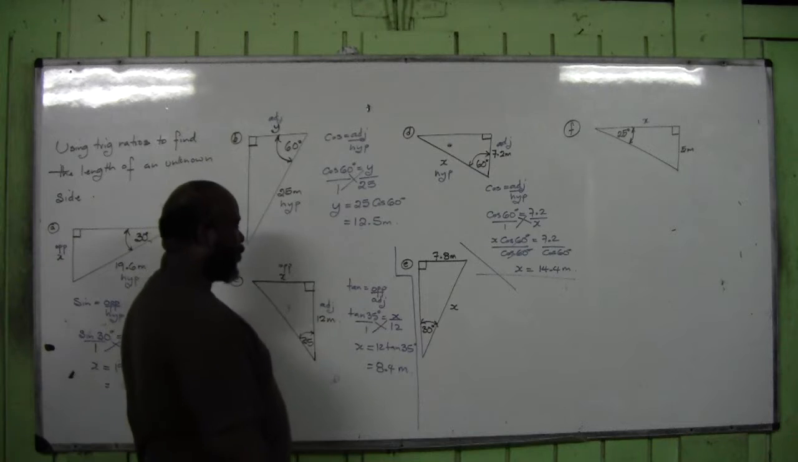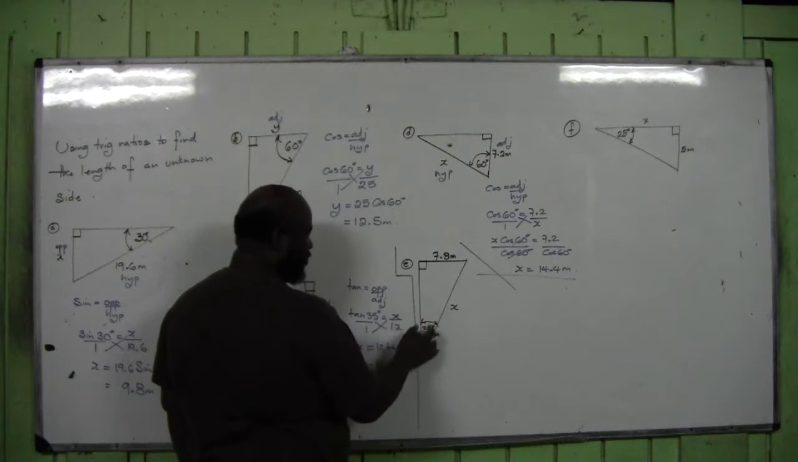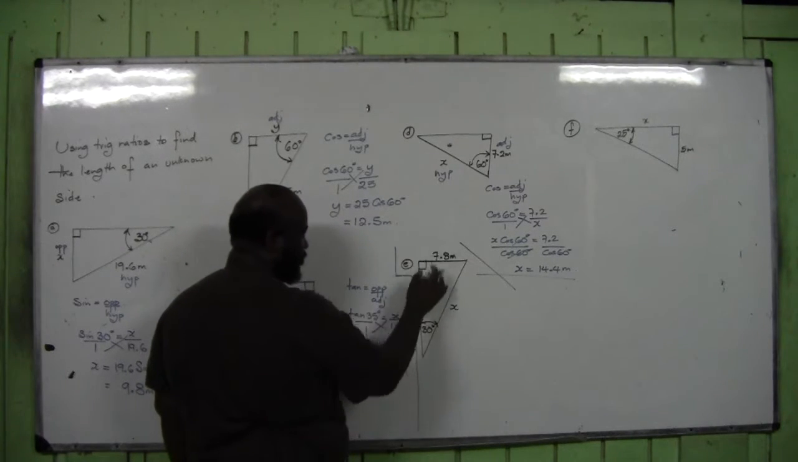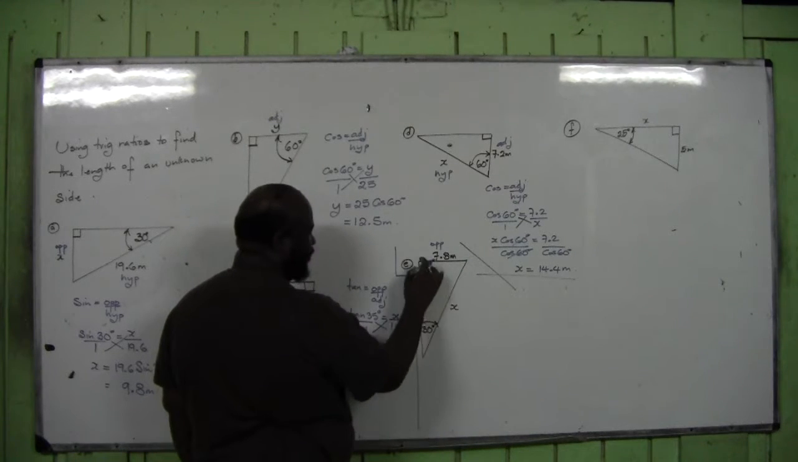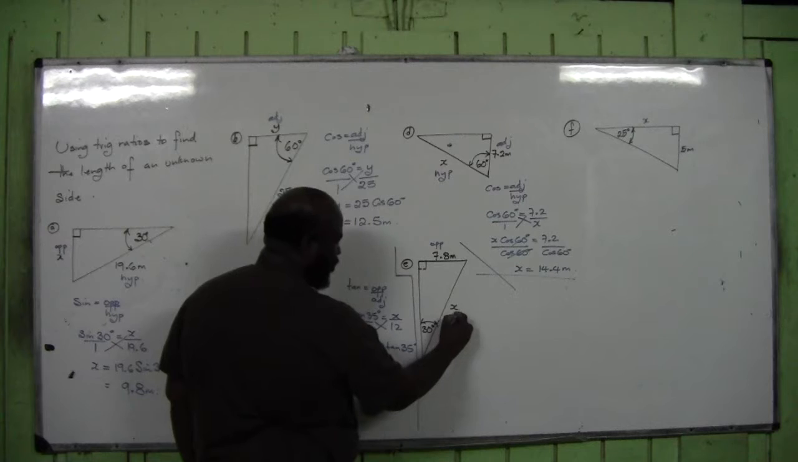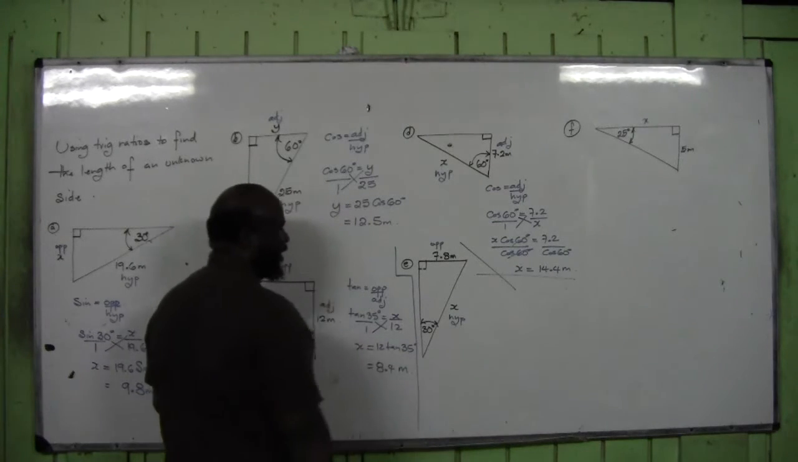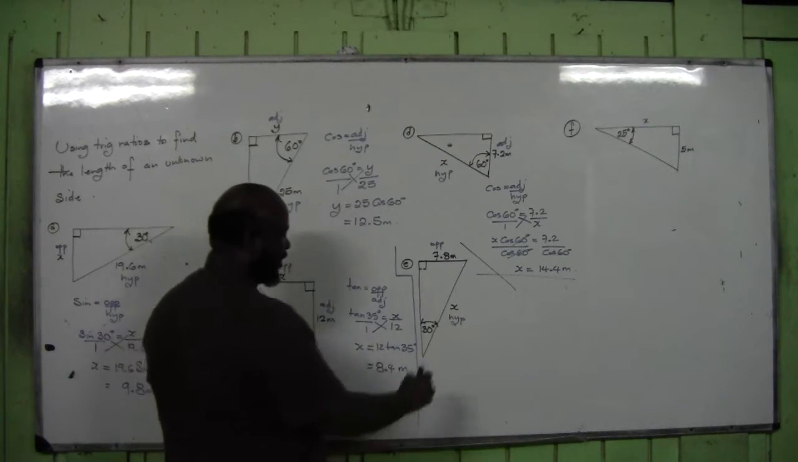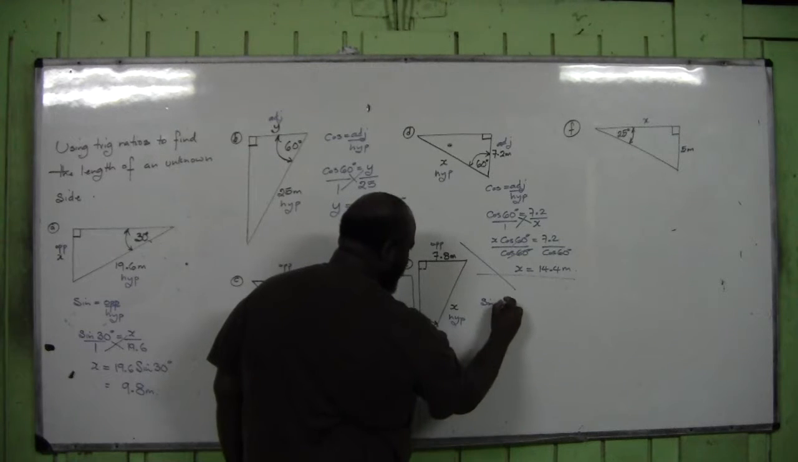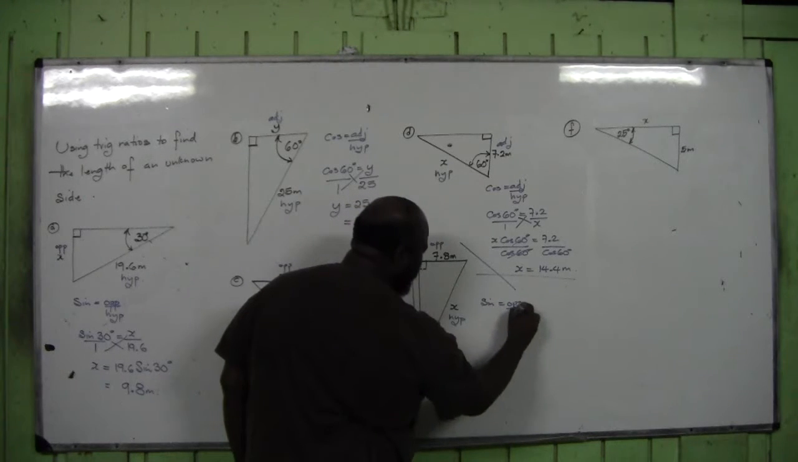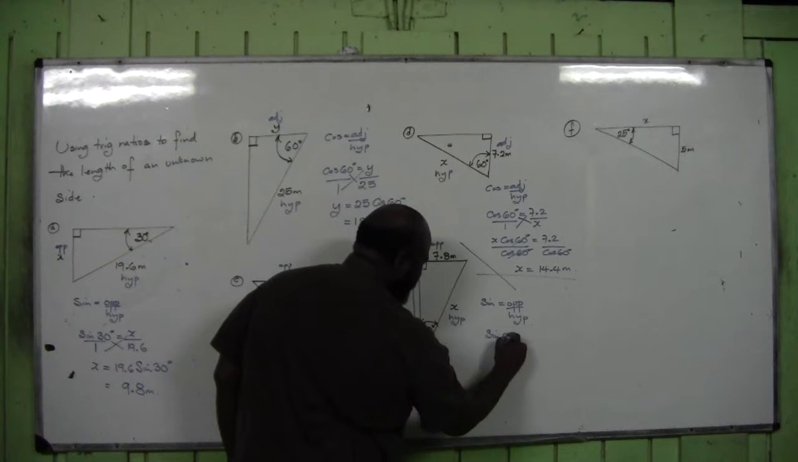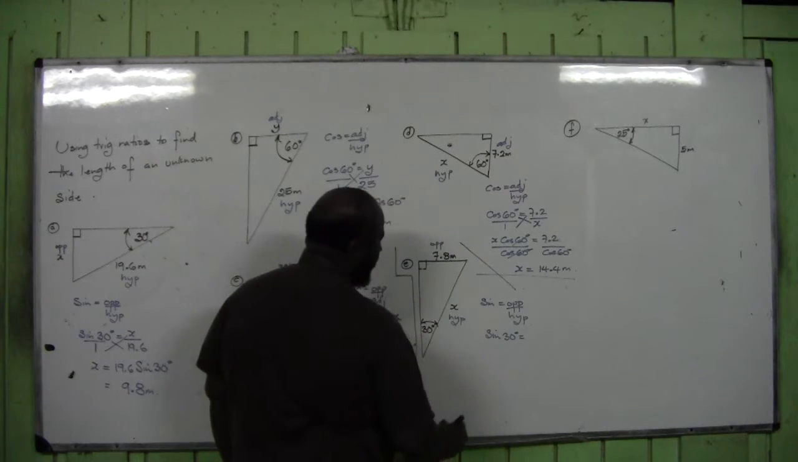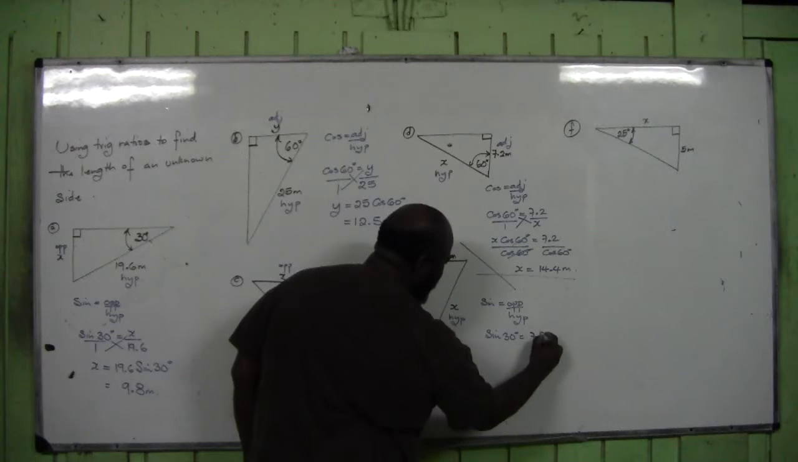Alright. What is this side in front of the angle? Opposite. What is this side in front of the right angle? Hypotenuse. Which ratio includes opposite and hypotenuse? Sine. Sine is opposite over hypotenuse. So the sine of 30 degrees is opposite 7.8 over hypotenuse x.